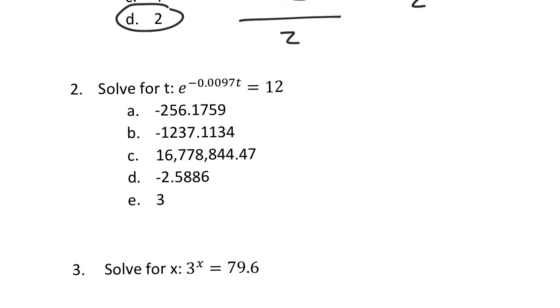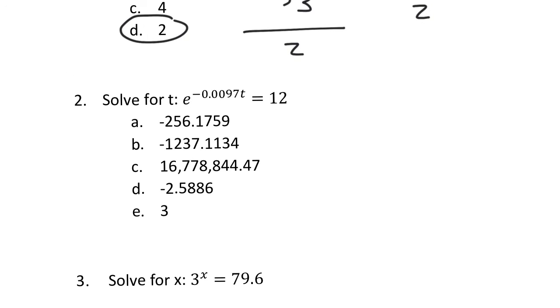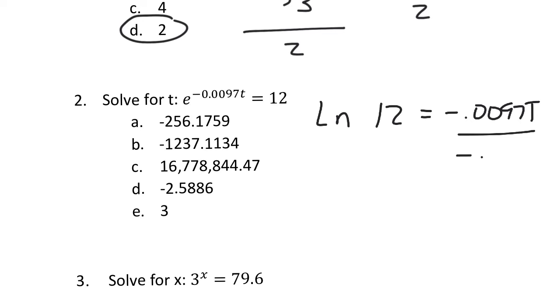Number 2 is log, actually it's a natural log. Because of being base e, it's natural log. And I'm not going to write it, I'll write it for a moment, but it's implied to be base e, but you'll never see that. So it's natural log of 12 equals negative 0.0097t. And we would want to find the natural log of 12 and then divide it by negative 0.0097.